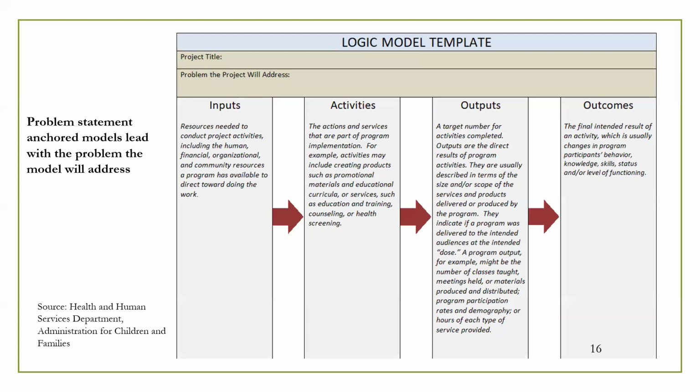Finally, problem statement anchored models lead with the problem the model will address, and that infrequently are needed to be integrated some way. So this example from the Health and Human Services Department Administration for Children and Families addresses that with leading header rows for the project title and the problem that the project will address, then connects those to inputs, which is similar to resources, activities, outputs, and outcomes.